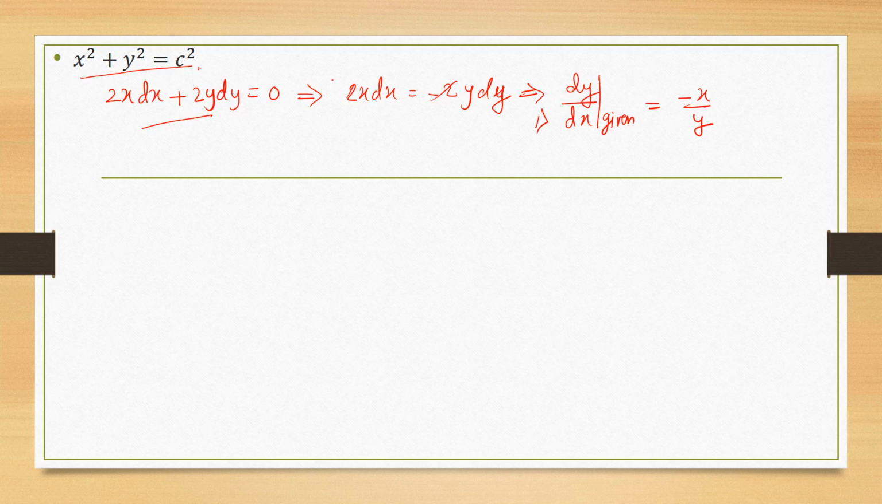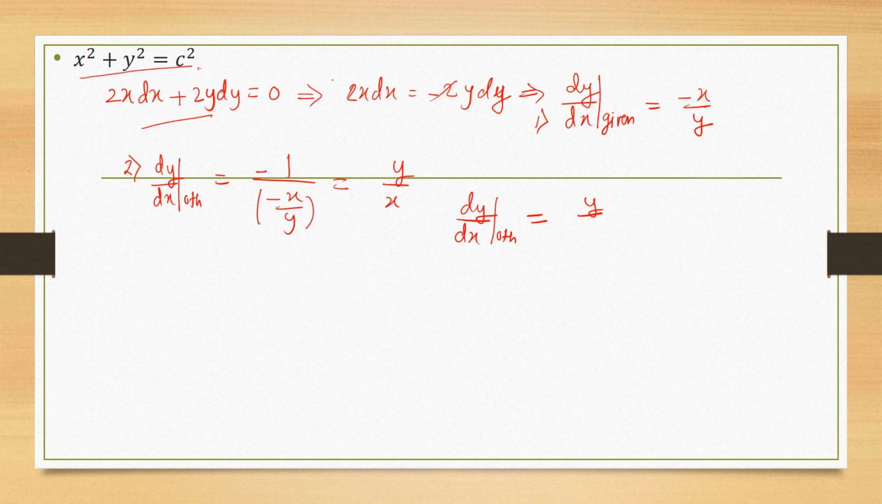Now determine the slope of the orthogonal family. So dy by dx of the orthogonal family is equal to minus 1 upon dy by dx of the given curve. So minus 1 upon minus x by y will be equal to y by x. So the slope of the orthogonal family is given by dy by dx orthogonal equal to y by x.